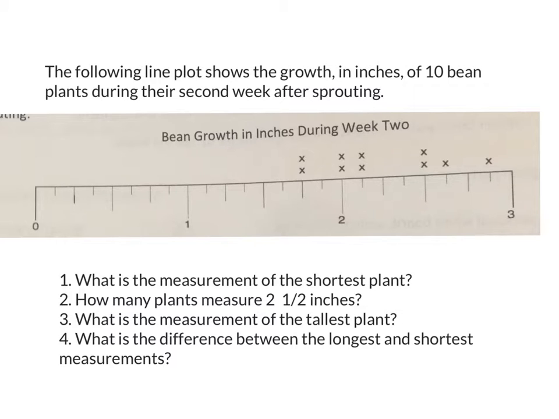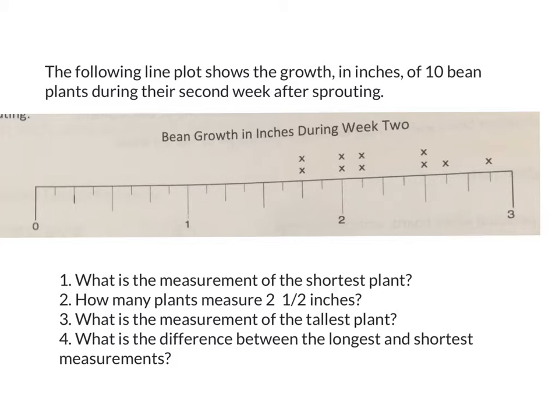Okay. So it says the following line plot shows the growth in inches of 10 bean plants, during their second week after sprouting. So during week 2, how tall was this bean plant? Well, it's 1 and 3/4 of an inch. Do you see that? Okay. How tall was this one? 2 inches. What about this one? 2. How many bean plants were 2.5 inches? How many? 2, because we can see right here that this is 2.5, right? Okay. So let's answer these questions.